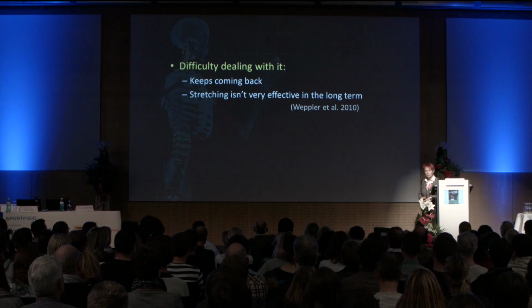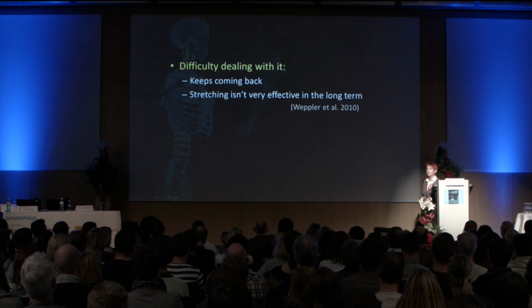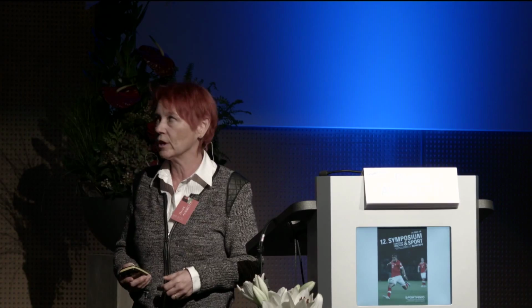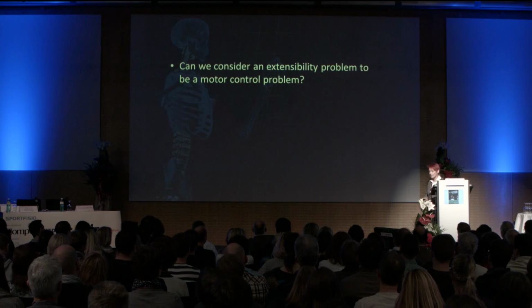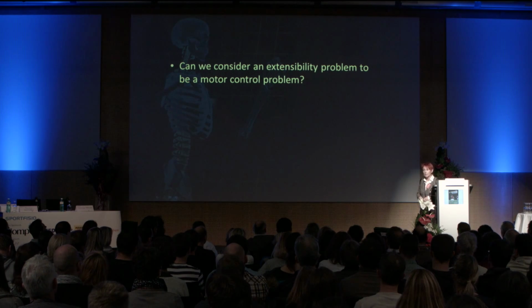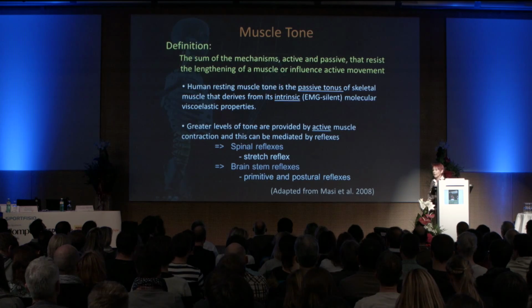And we also know that there's a difficulty in dealing with hamstring hyperactivity. It keeps coming back, and stretching doesn't work. It's the wrong problem. It's a recruitment problem. It's not an I-need-to-stretch problem. So can we consider an extensibility problem to be a motor control problem? My answer to that would definitely be yes, we can. It's a recruitment problem. And so therefore, let's look at muscle tone.